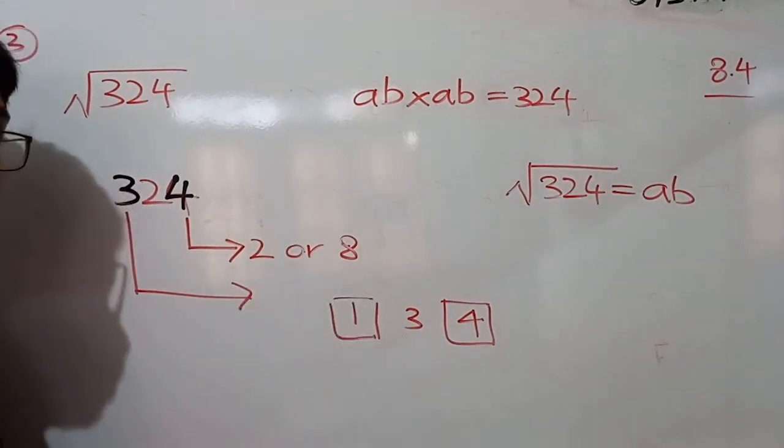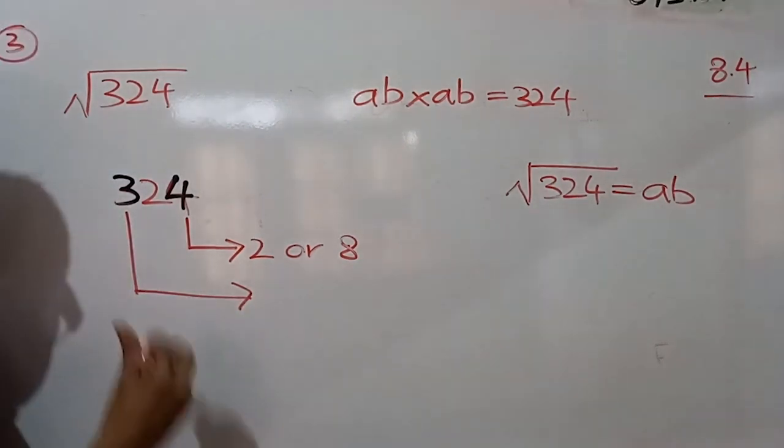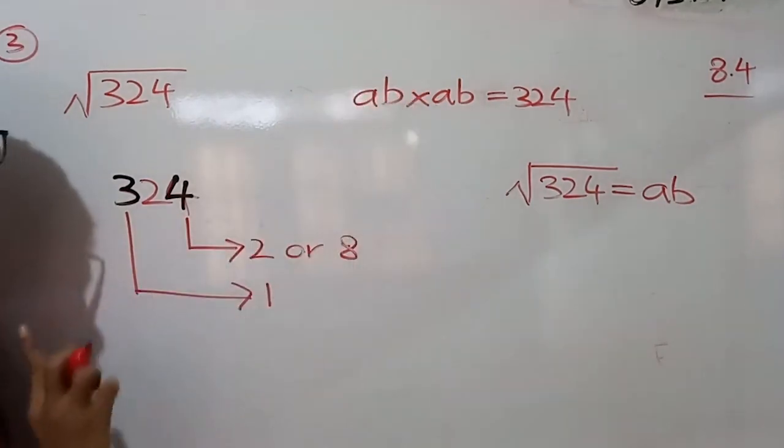We take the square root of it. So the square root of 1 is what? That is 1. So the digit on the ones place of the square root, it can be what?